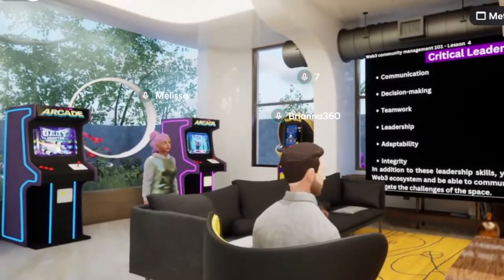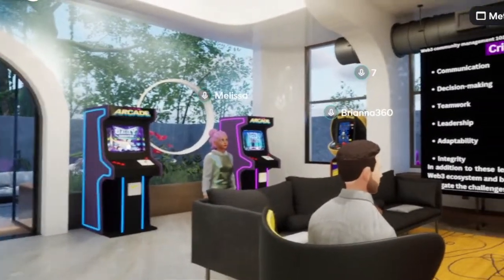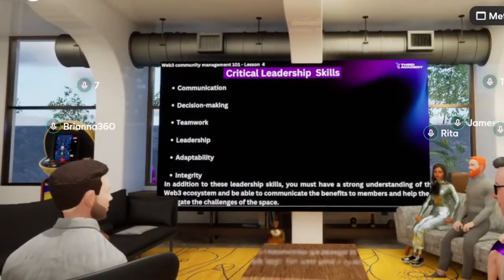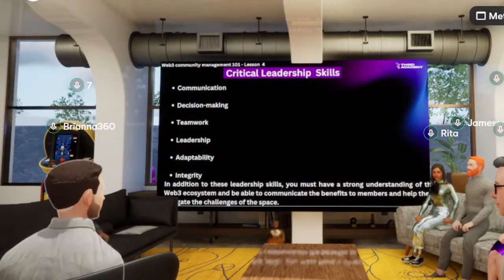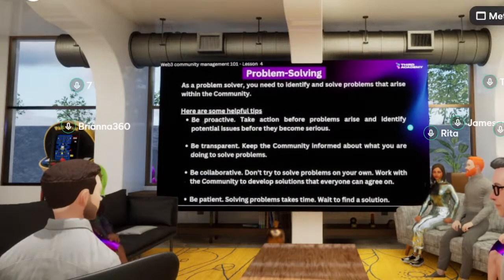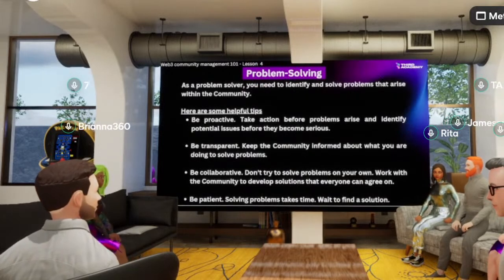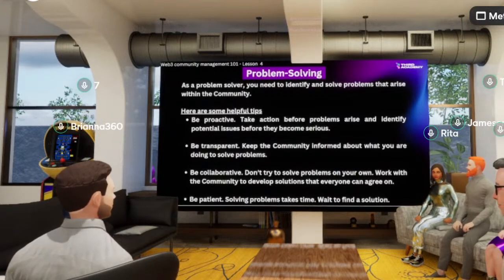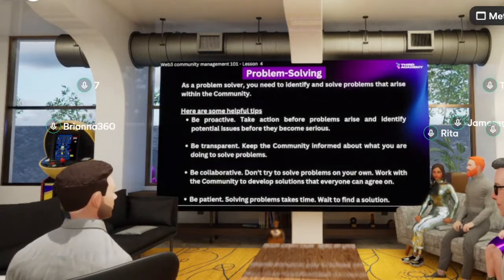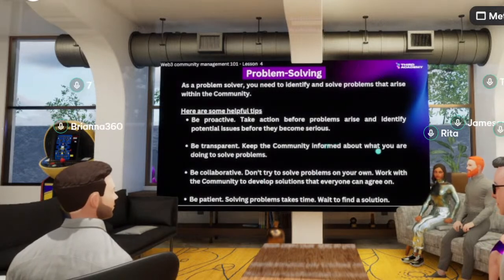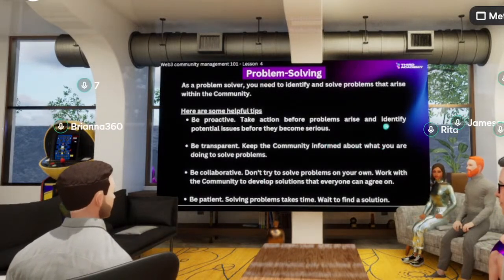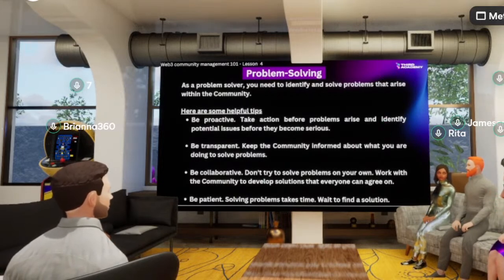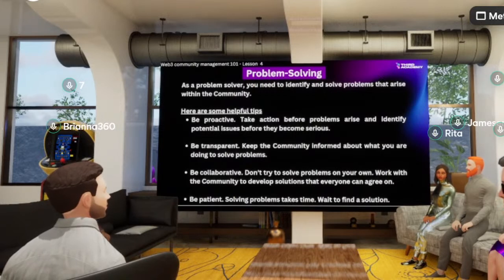Now, when we talk about problem solving, I'm sure this is not the first time that we've heard the word problem solving. The next slide, please. As a community leader, you need to be able to solve problems. It can be anything from troubleshooting technical issues to resolving disputes between community members. So you also need to be able to identify and solve problems that arise within the community, and be able to think critically and develop fair solutions for all community members.